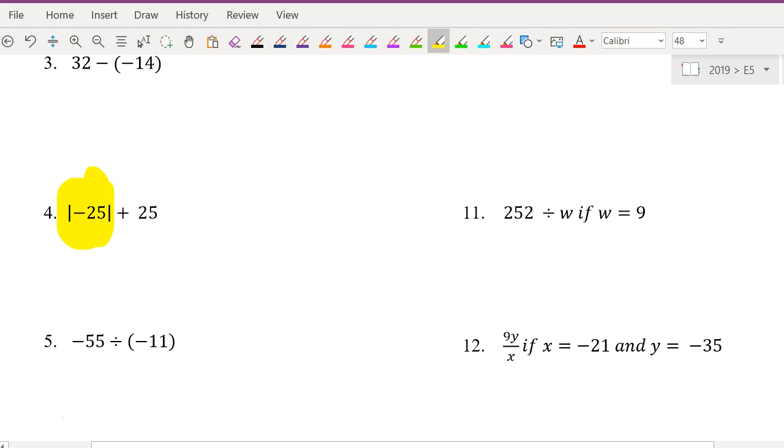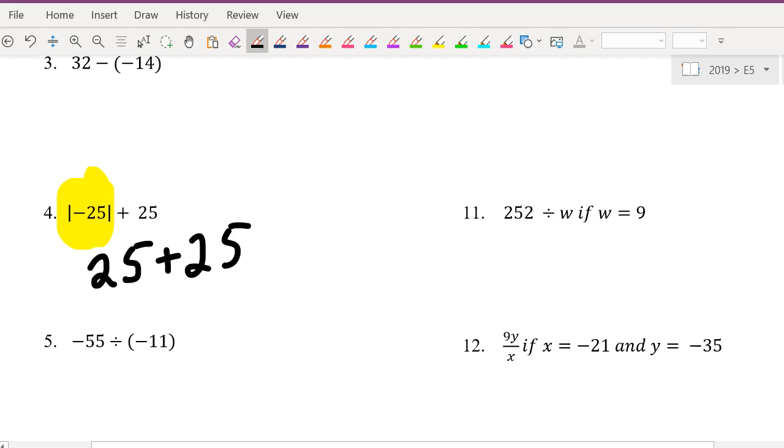Somebody else. What does negative 25 become? Roberto. That turns into a 25. So now we have 25 plus 25. All right. Any other absolute values we have in this whole thing?